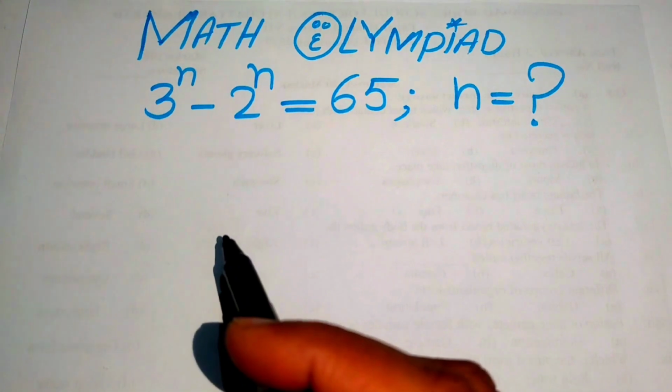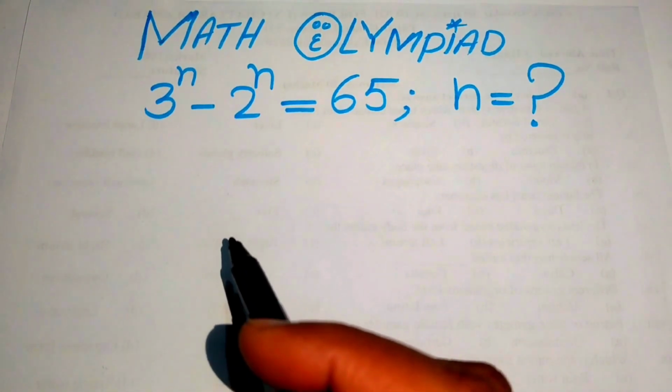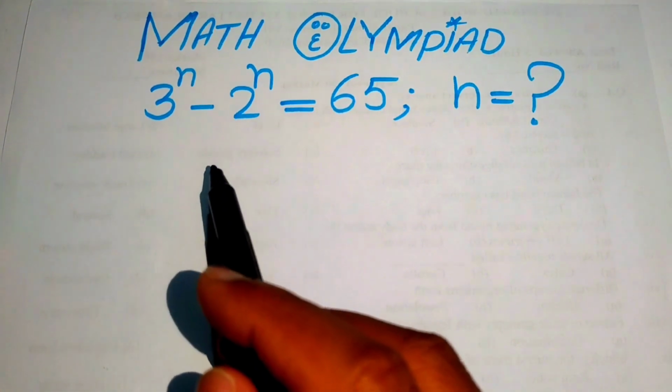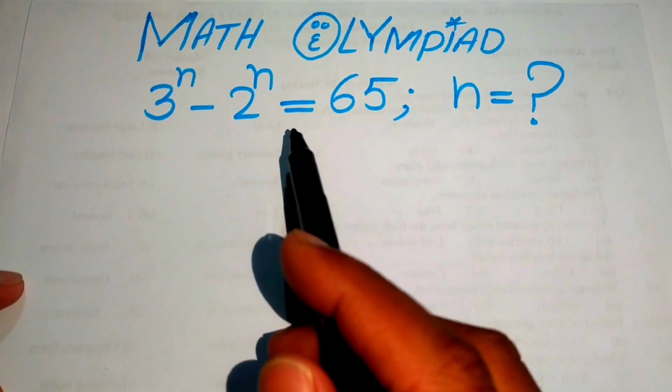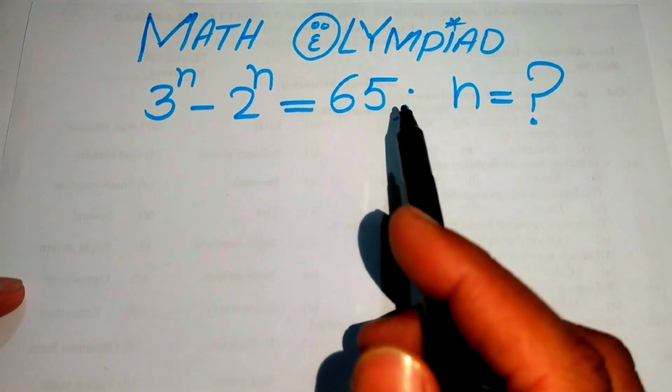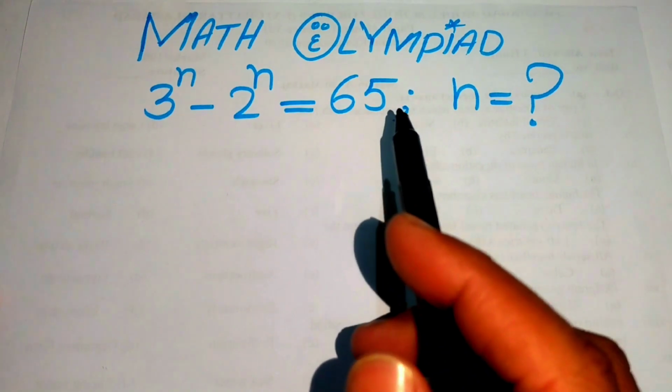In this video, we are going to solve this nice math algebra problem. Here we have 3 to the power of n minus 2 to the power of n equals 65. And we solve this problem for the values of n.